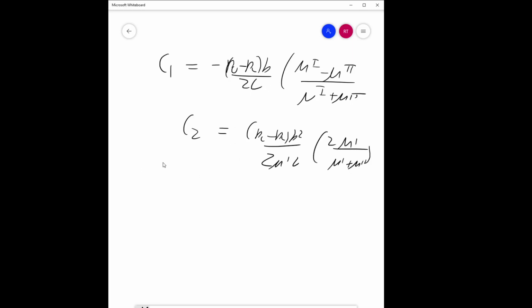So using these two, you can just put this back into the equation and you get tau xz and you also get vz1 and vz2. Yeah, that's it.